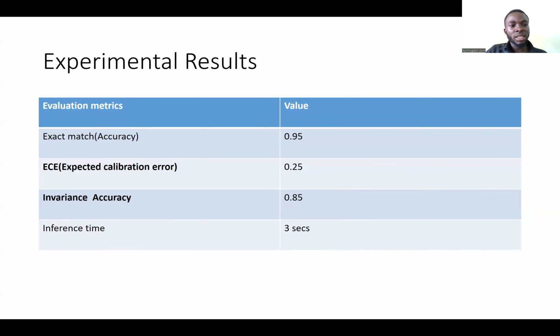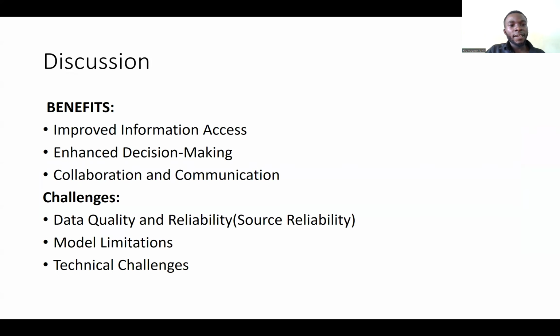So these are my results: the exact match, the ECG, the invariance accuracy, and the inference time of my RAG application. And the benefits of my RAG applications are basically improved information access. It also enhances decision-making, collaboration, and communication. And then some of the challenges we face with our model limitation, you can find that the GPT 3.5 has some limitations. Then we also had some technical challenges and the data quality and reliability, since we just scraped. So the quality of our data was really low.